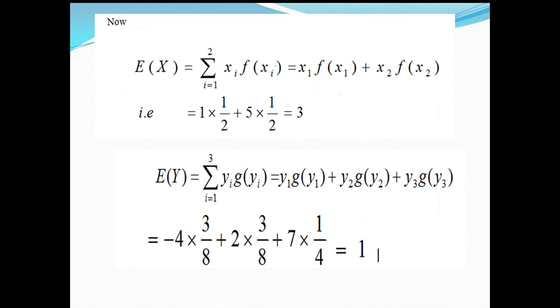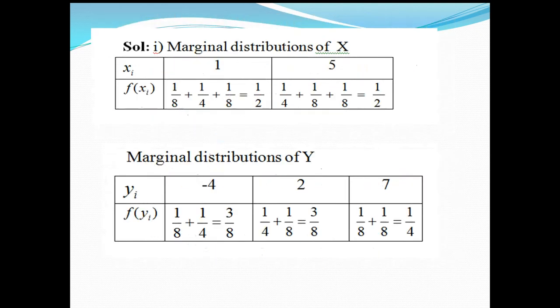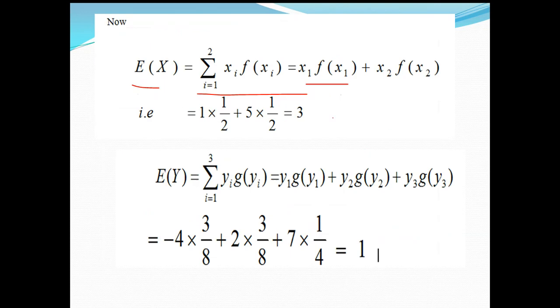Now let us move on to the expectation of x. This is our formula: summation of xi into f of xi, where i takes the values 1 and 2. When you expand the summation we get x1 f of x1 plus x2 f of x2. What are x1 and x2? They are 1 and 5, and f of x1 we can refer from the previous table. This is f of x1, this is f of x2, and substituting here we get E of x is equal to 3.